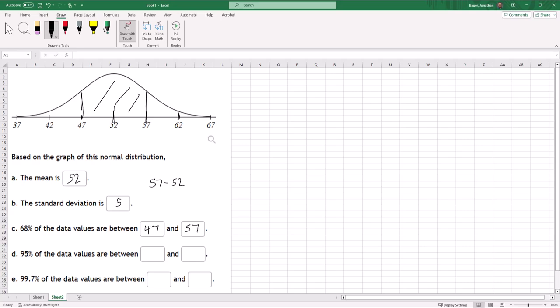47, 57. 95% of the data is within 2 standard deviations, so now we add this region here on this side and this region here on this side, going all the way from 42 to 62. And then 99.7% is within 3 standard deviations. And if you just see here, that's almost this whole region, which is really kind of more like what it looks like. So it's going to be within 3 standard deviations, so we add this little tail and this little tail, and we're going from 37 all the way to 67.